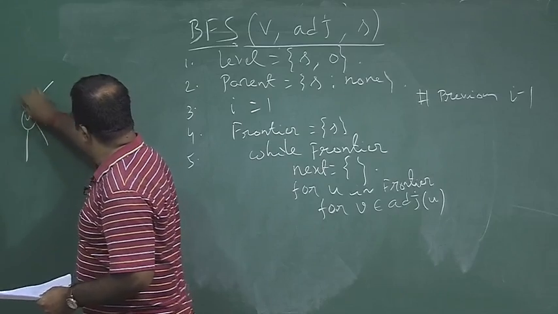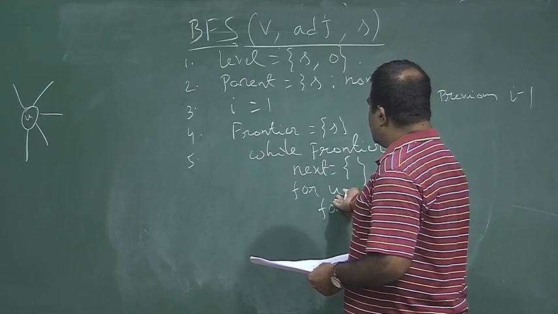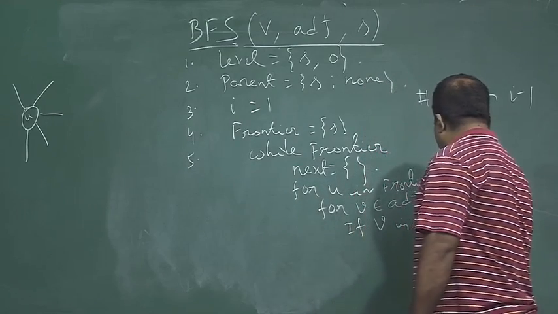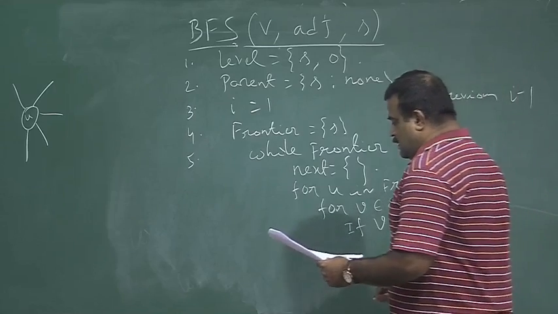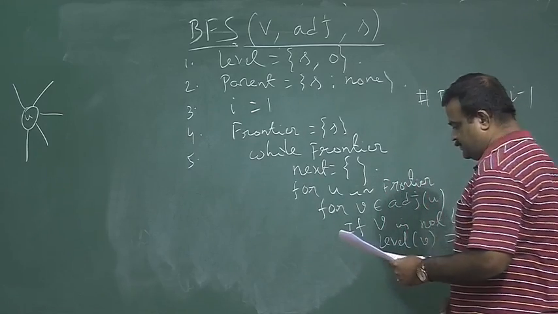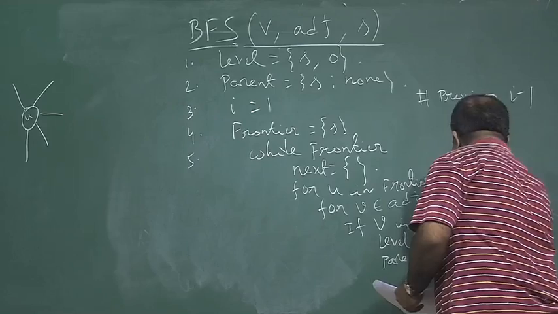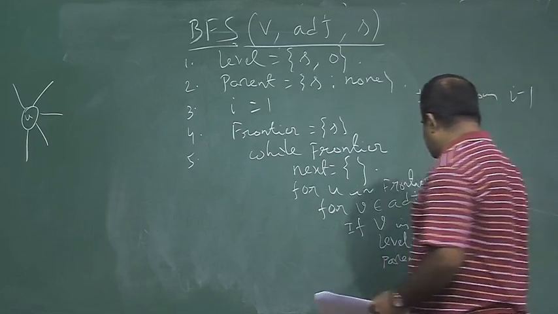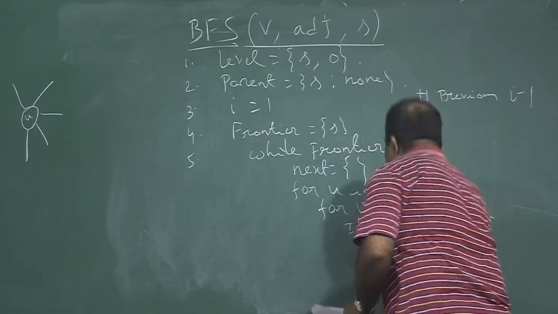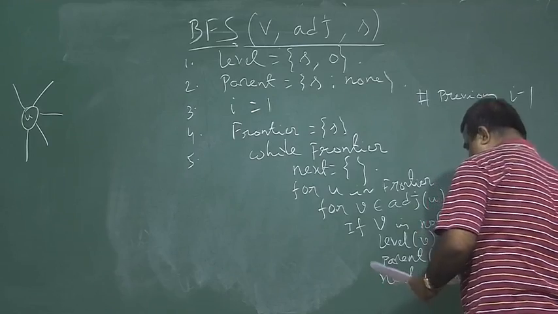Now we take all adjacency vertices of this, and we label them by i. So if label of v is not set, because we do not want any repetition, then we label v by i. So this is the code, and we make a pointer, parent of v is basically u. This we require to have the shortest path from this v to the source node. We will explain. So now next, we append this v into next.